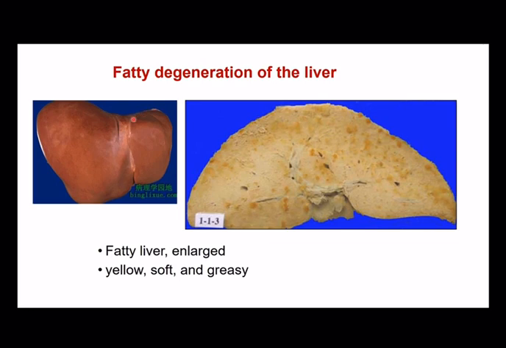This is a normal liver. The color here is reddish brown and the surface is smooth. This one is a fatty liver. It's enlarged because of the fat deposition in hepatocytes. The capsule here is tense. In cut surface, the liver is bright yellow, soft, and greasy.